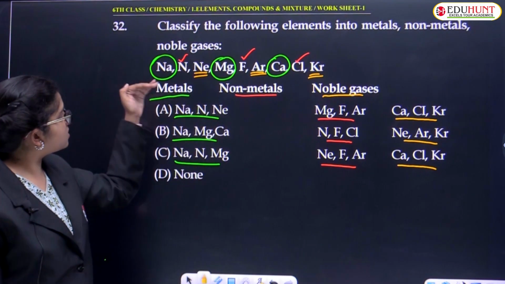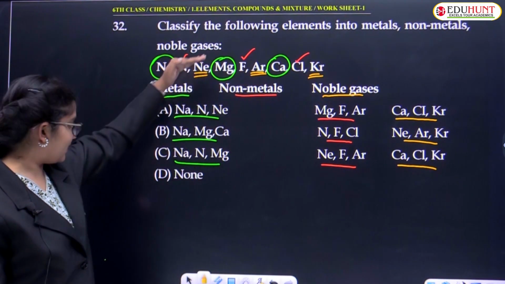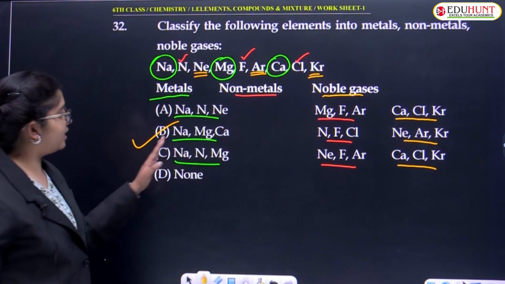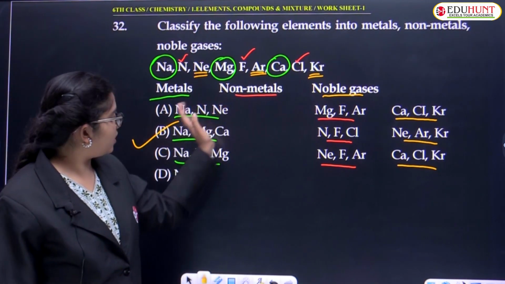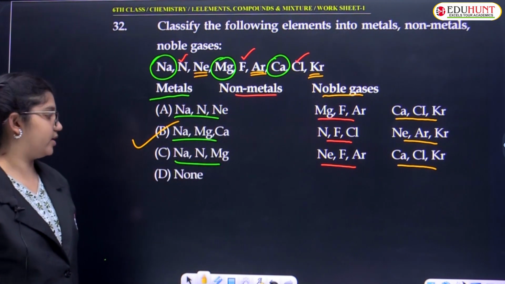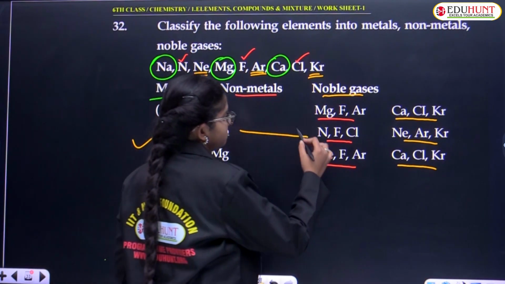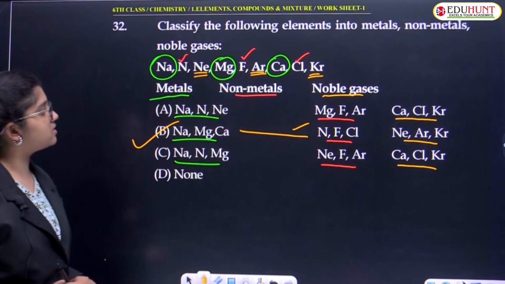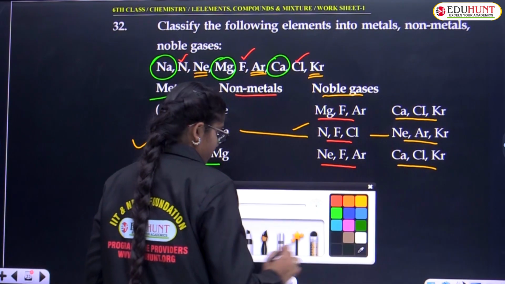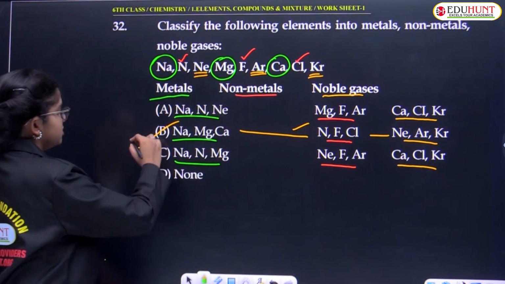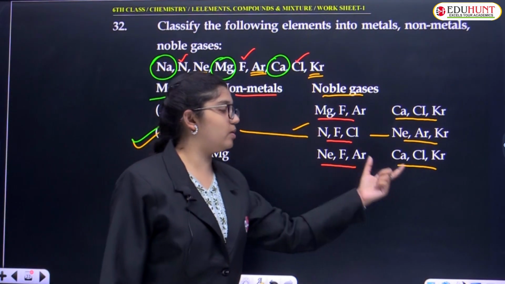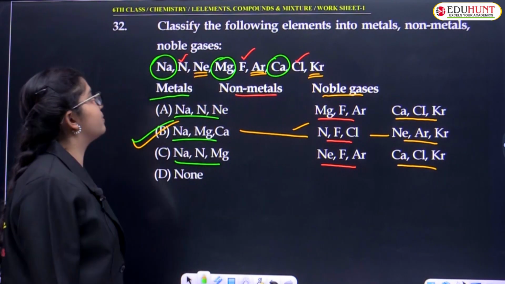Clear, children? So Na, Mg and Ca should be in the metal category. Here, the option Na, Mg and Ca. Non-metals: N, F and Cl. The option is matching. And noble gases: Ne, Ar and Kr. Options are matching. So the right option is B, which lists the metals, non-metals and noble gases. Good job. Next question.